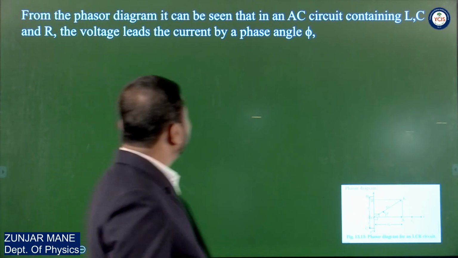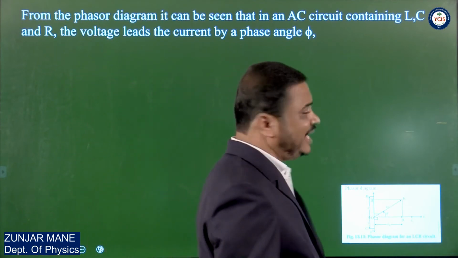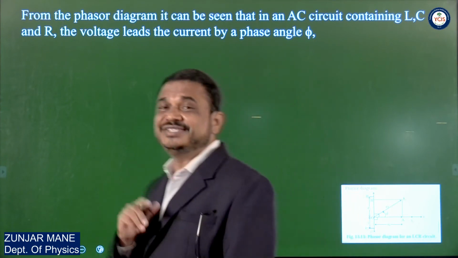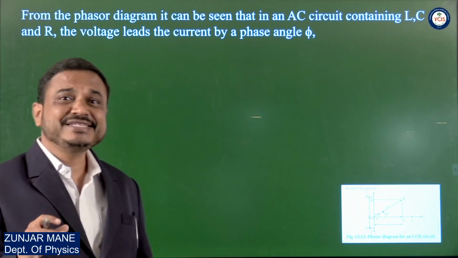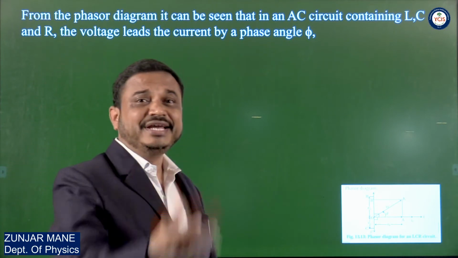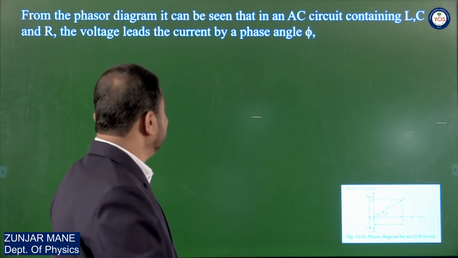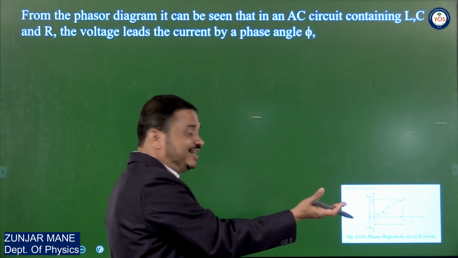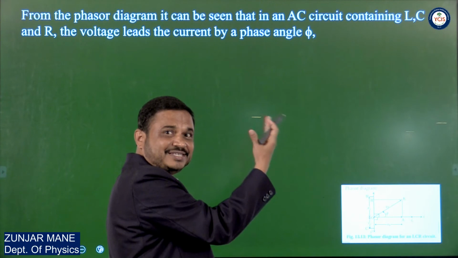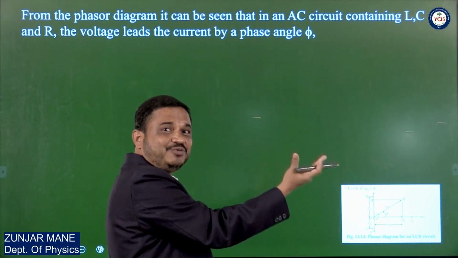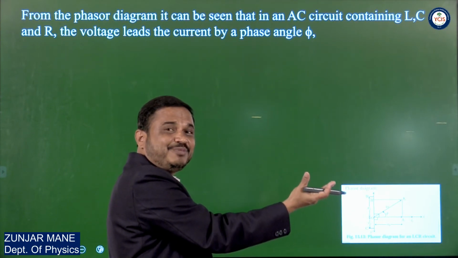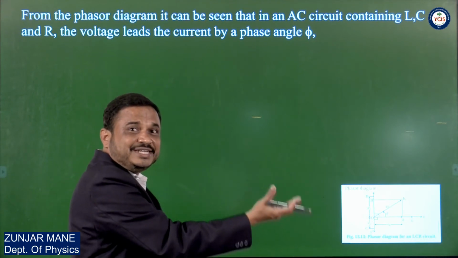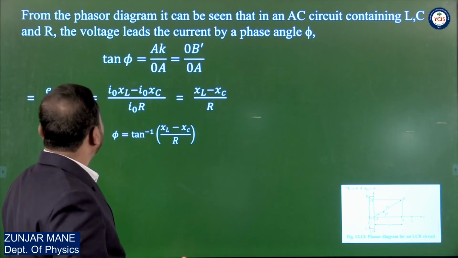From the phasor diagram, we can see that in an AC circuit containing L, C and R, voltage leads the current if the circuit is more inductive, that is EL is greater than EC. Then the resultant is above the x-axis, and as we saw in the previous figure, there will be a phase angle phi. So here the voltage leads the current by phase angle phi.